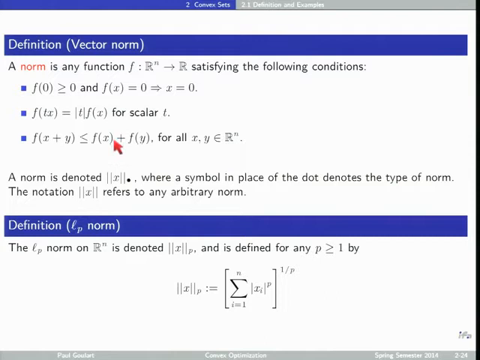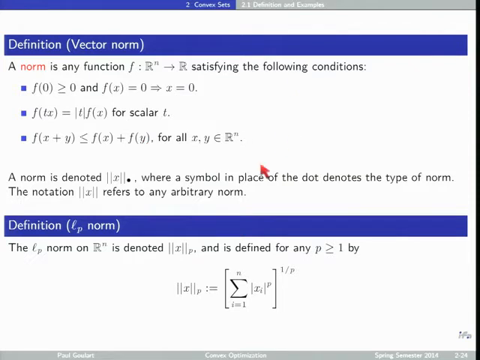If you take the 2 norm, this says that the 2 norm of x plus y is less than or equal to the 2 norm of x plus the 2 norm of y, which is telling you something about the lengths of sides of a triangle. But it's true of any norm. Actually, this is the definition of a norm. And there are many different functions that would satisfy this.